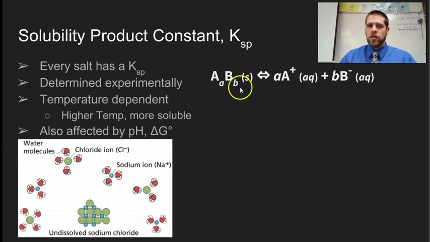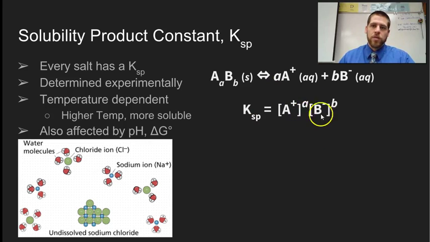Let's look at a general equilibrium reaction of the dissolving of a salt. So you have some salt with a cation and an anion, and it's solid, and when you dissolve it, it forms its ions. So how would you write a K expression for this reaction? Like always, you put products over reactants, right? K equals products over reactants. But in this case, and in any case where we're dissolving a salt, we're always starting with a solid, which is left out of the K expression. So then the Ksp essentially just becomes the product of the two ions in solution, hence the name solubility product constant.